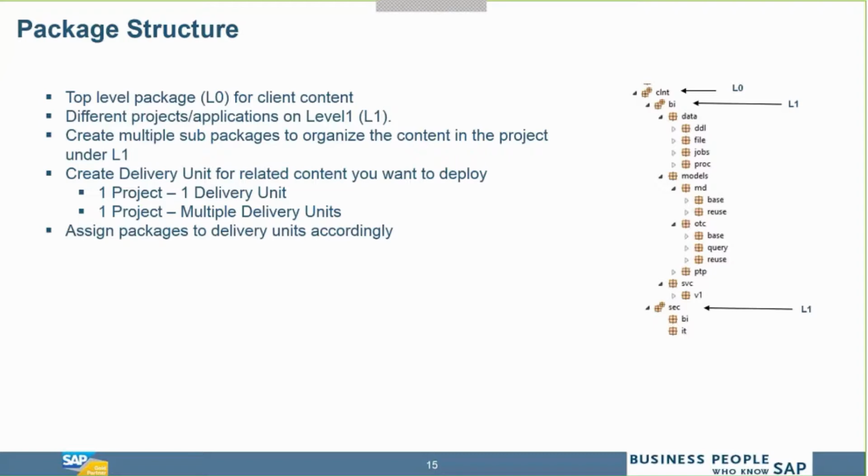The second one is the models. Within the models, we generally divide things into the master data and then different application areas. So I have MD, which is my master data. Then I have different application areas like OTC or P2P and so on. Let us talk about the OTC piece. In the picture you can see there are 3 different sub packages there. One is base, then you have query and reuse.